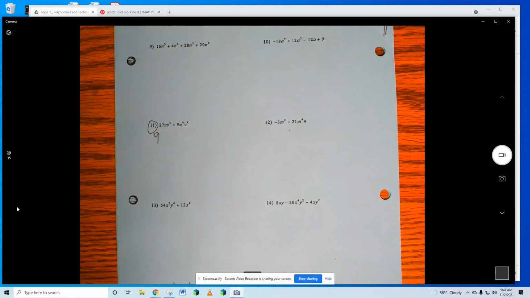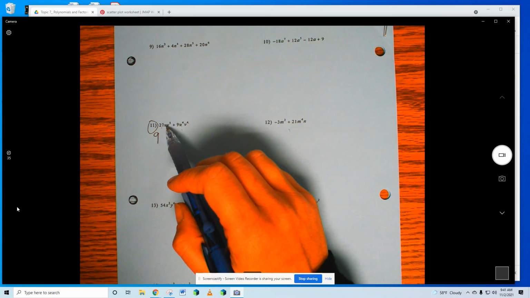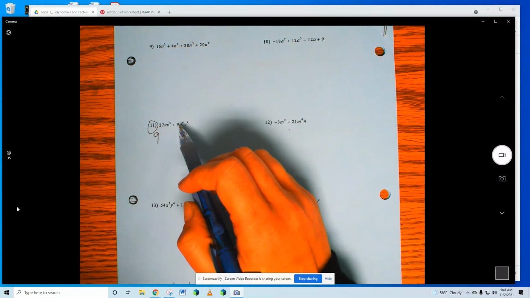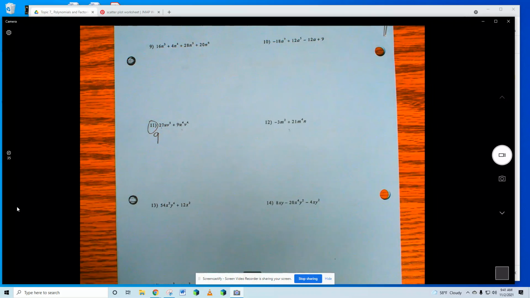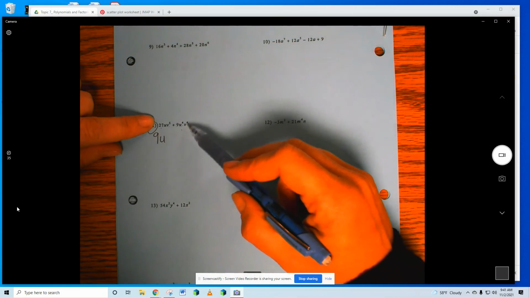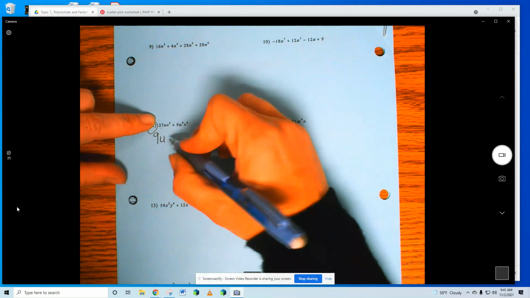Let's go u first. This has a 1 here, and this has 4 of them. How many do they both have? They both for sure have 1. So I can only write u to the first. How many v's do they for sure have? This one has 5 and this one has 4. They have v to the fourth.